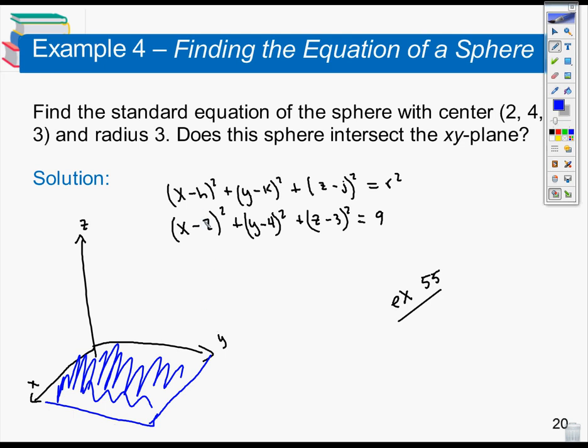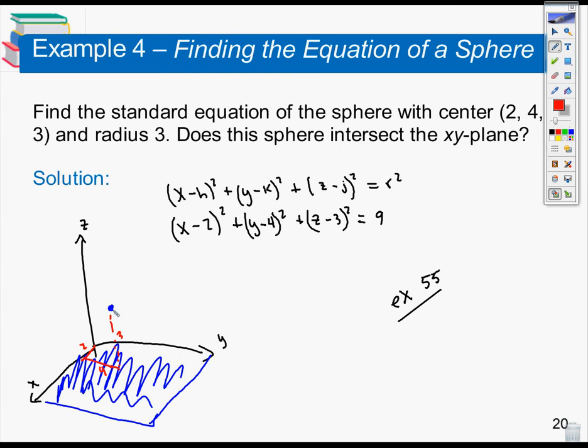And then, so I need to think. I have this particular center point at 2, 4, 3. So, 2 in the x, 4 in the y, and 3 up. So it's out here in space, where it's gone 2 units this way. What is it? 4 units this way. And then up 3 units. So it's out here in space somewhere.